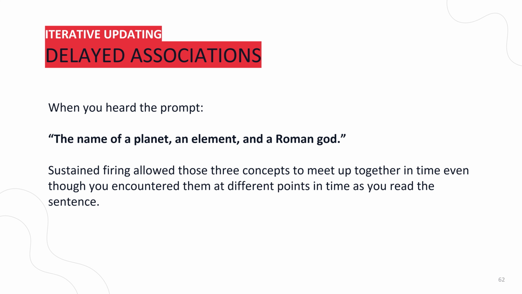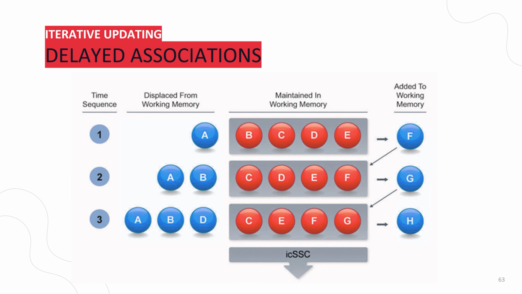When you heard the prompt, the name of a planet, an element, and a Roman god, sustained firing allowed those three concepts to meet up together in time, even though you encountered them at different points in time as you read the sentence. They were removed by thousands of milliseconds, but sustained firing helped them meet up together. This is true in the same way that B, C, D, and E all met up in time 1, but sometimes items fail to meet up. For instance, here B and G were never exposed to each other, and because of the limited capacity of working memory, an important association may have been missed entirely.